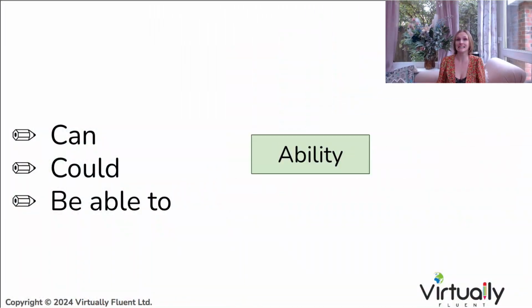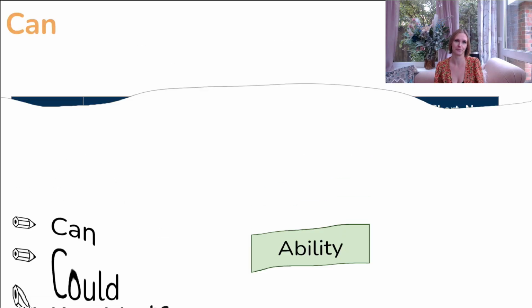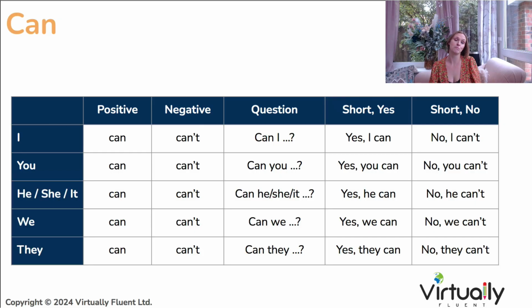Now, can, could, and be able to are all verbs of ability, so they can be used to express an ability to do something. So let's start off with the most common verb, can. This is a modal verb, which means it must be followed by the bare infinitive form of any verb that you want to use, your action verb. And in the positive, it is can, and in the negative, it is can't.